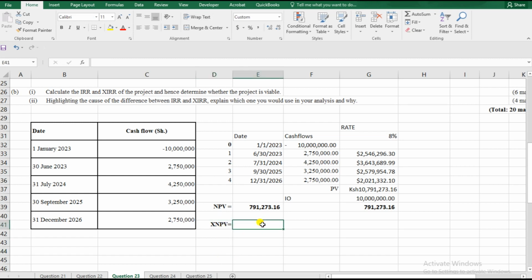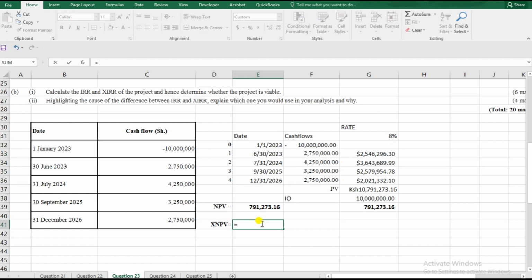And to work it out, this is what you're supposed to do, because you'll realize that these periods are irregular. Right? The periods of receiving these cash flows are irregular. So how will you go about it? This will be simple, my good students.